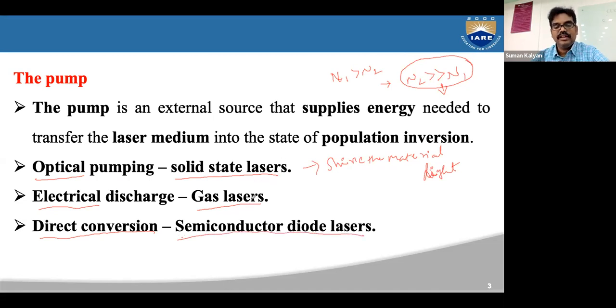So this is the pumping. These are the different types of pumping techniques. Of course, there are other methods also, but these three are the main ones, or well known for lasers. So the second component is the pump.